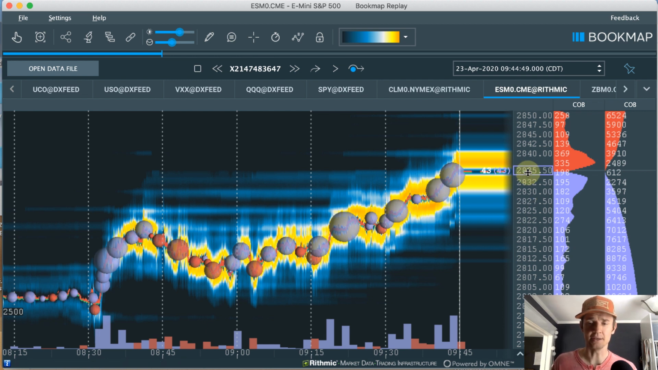10 levels is nothing, okay? So you would only see from like here to here. You would basically be driving blind still. It would be completely worthless to have Bookmap if you're using CQG or a different data provider. If you use Rhythmic, it gives you full depth. You can see all the levels in the market.